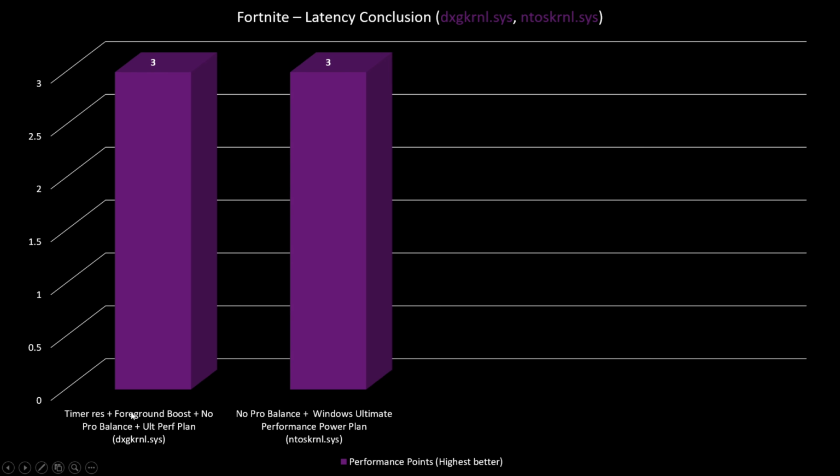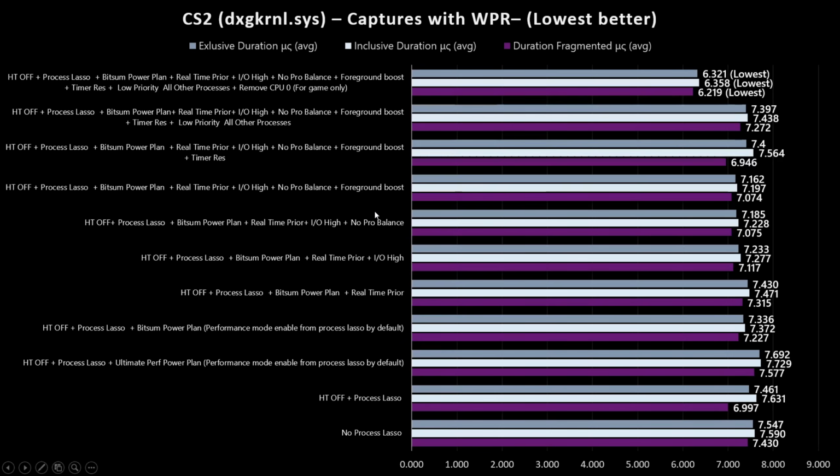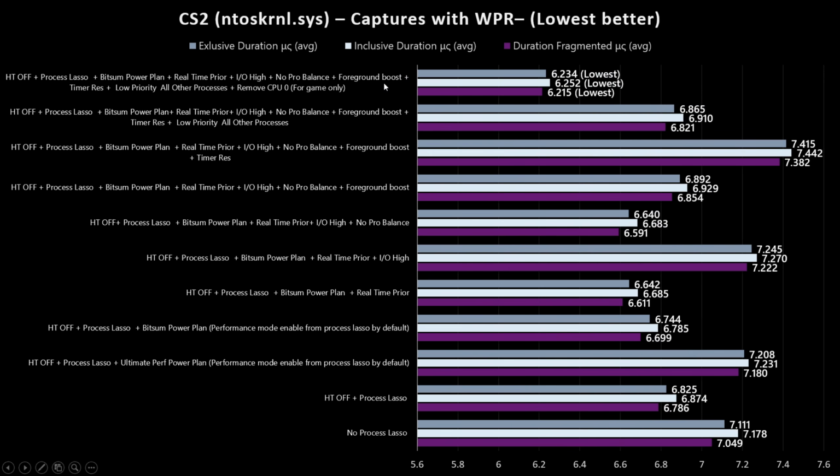So, based on the results, if you want lower numbers for CentOS kernel, use this configuration combination. If you want lower numbers in DirectX kernel, use the first combination. In my opinion, when we're talking about games, it's more important to focus on DirectX kernel, so I would prefer this option for my system that gives me lower numbers in DirectX kernel. In CS2, the best option was with all options together, as you see here. And again, for CentOS kernel, it was the best with all options again.